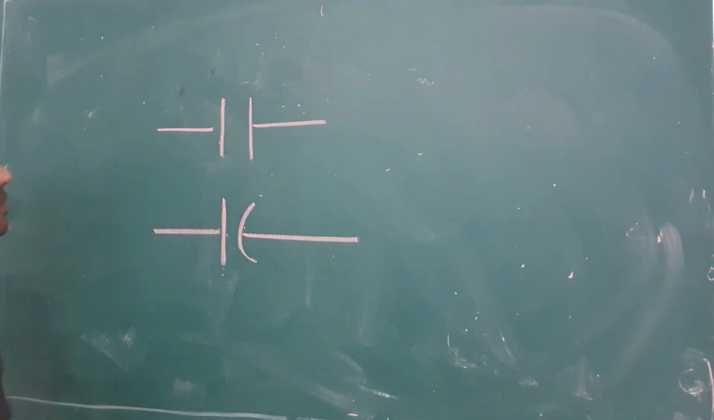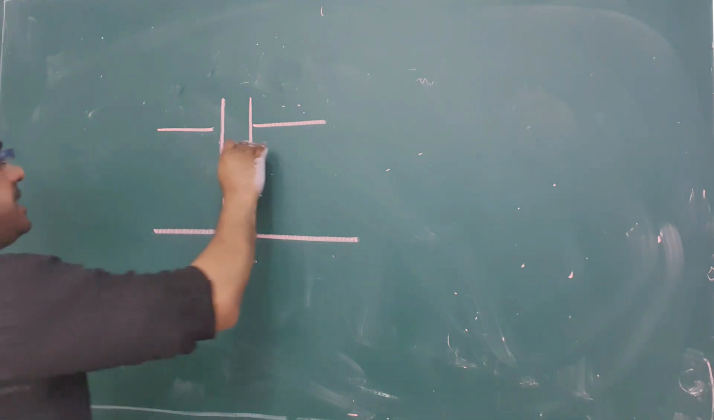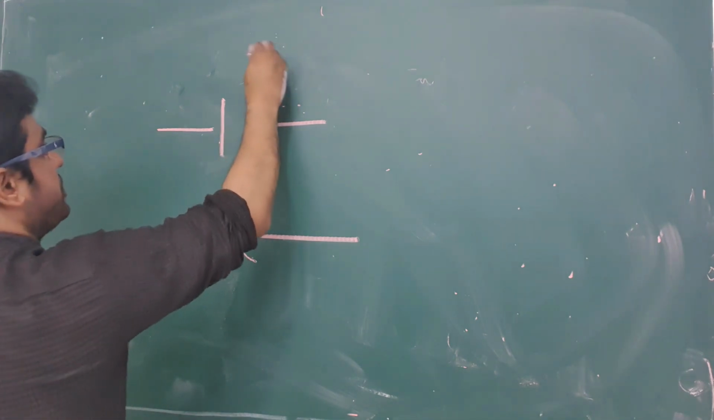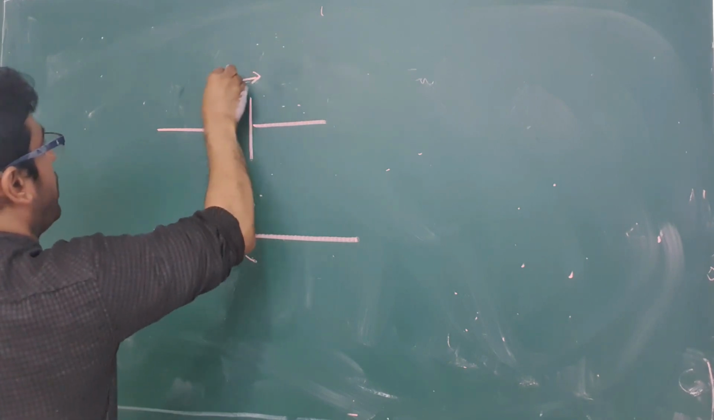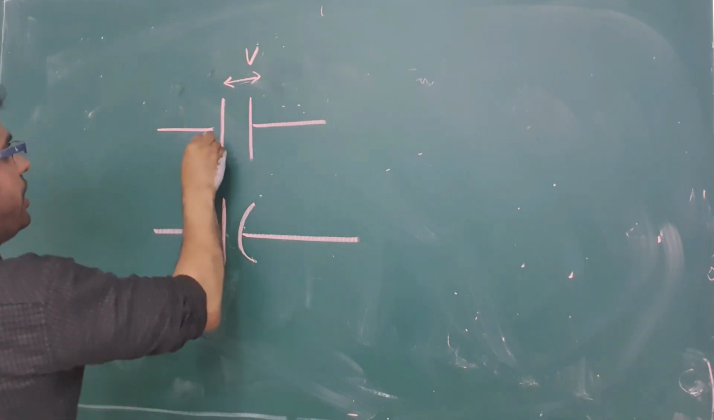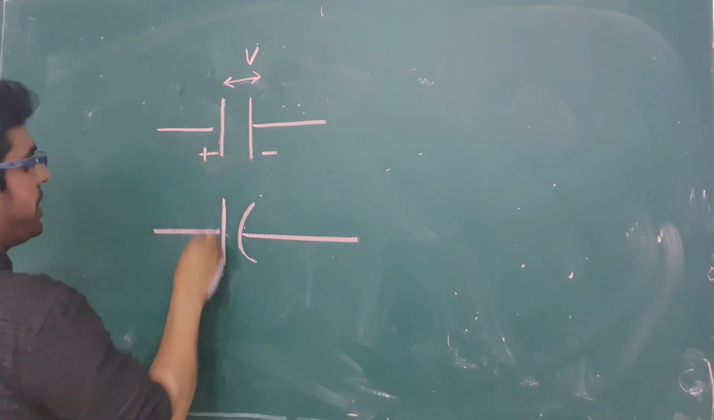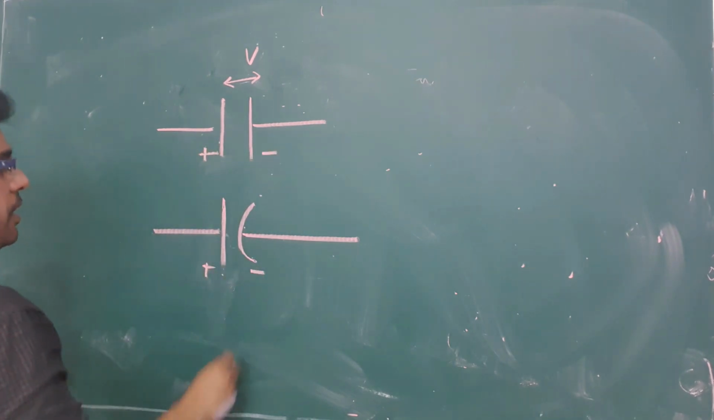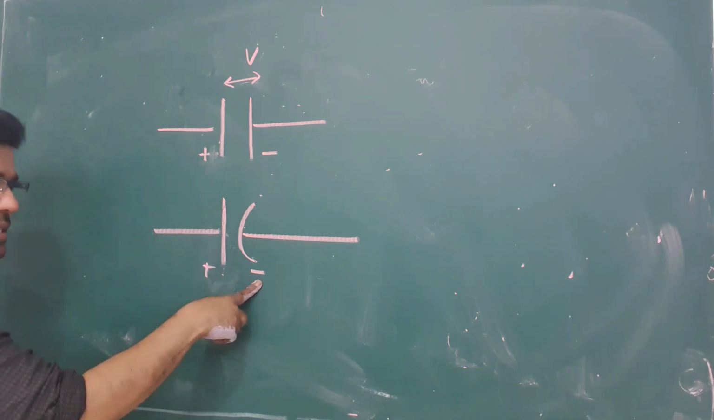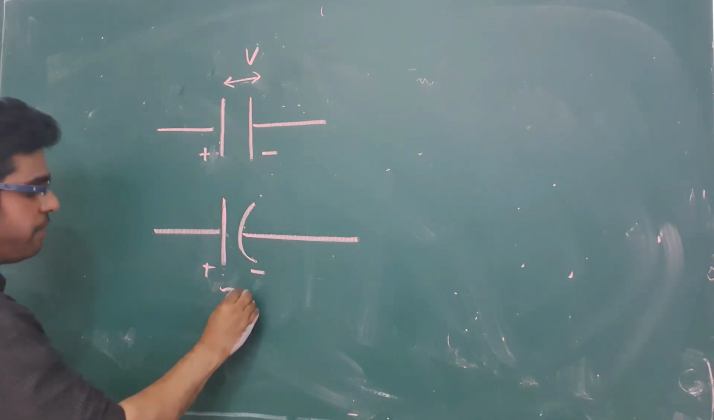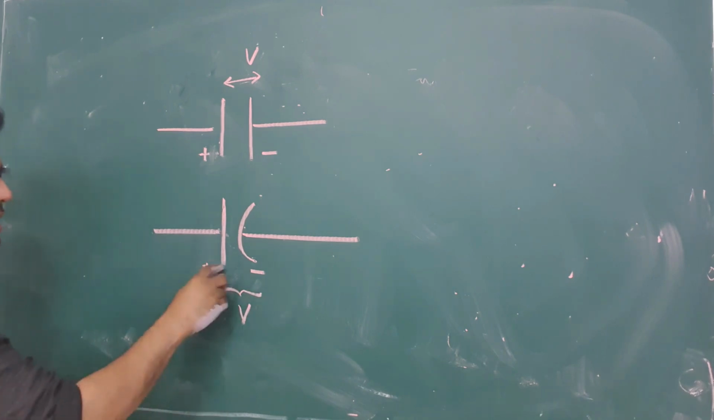These capacitors have three quantities: C, Q, and V, which means voltage difference. It has plus and minus. Due to the plus, it increases the voltage. Due to the minus, it decreases the voltage. At that time, it makes a voltage difference between the plus and minus.